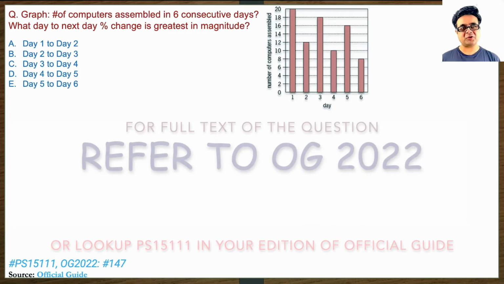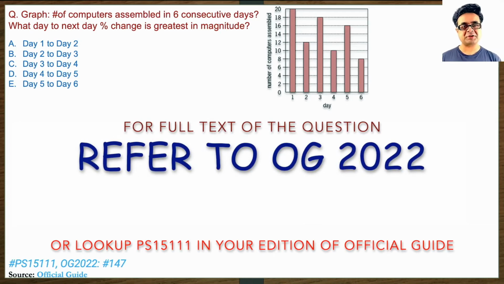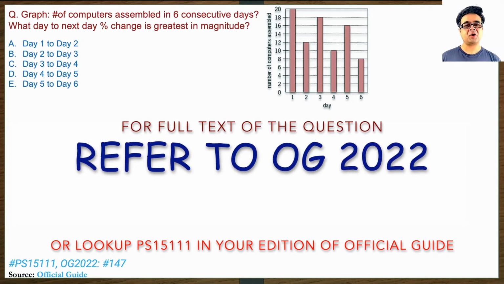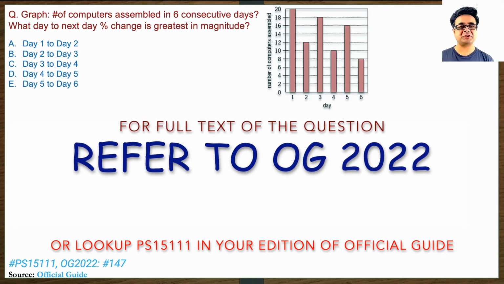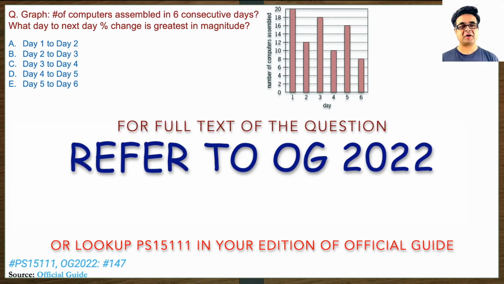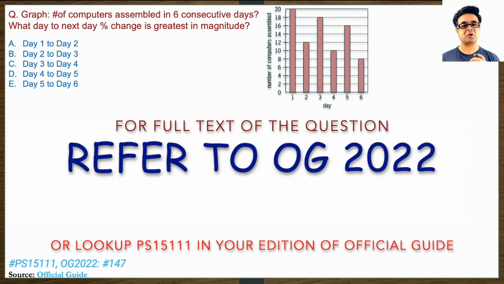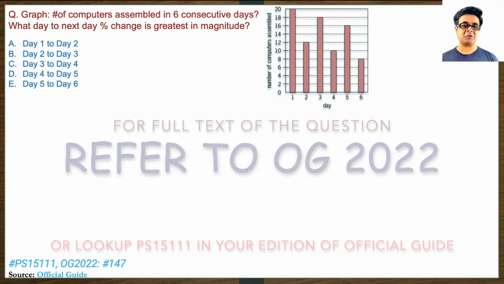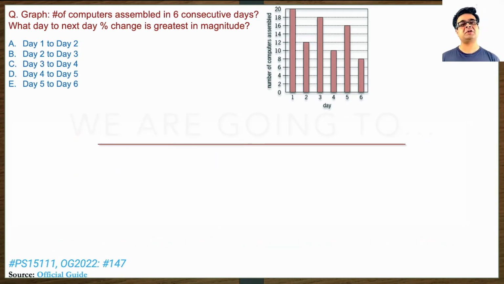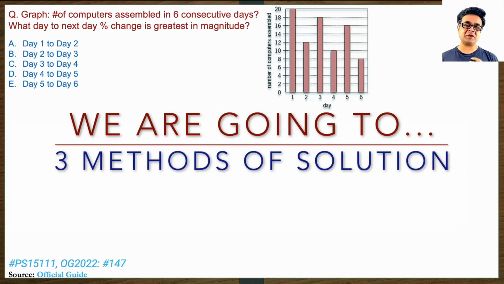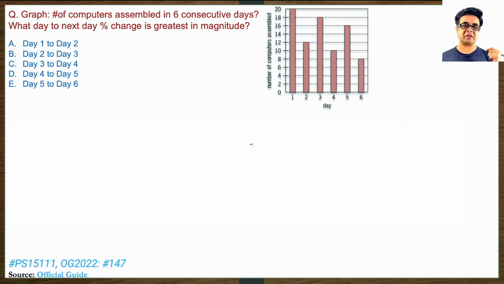Hello everyone, today we are going to solve question number 147 from OG 2022. However, if you have a different version of the Official Guide, look up PS15111 to find this word problem. More than 30% of people get this problem wrong, even though it is very easy to solve. And in today's video, we are going to solve this problem in 3 different ways.